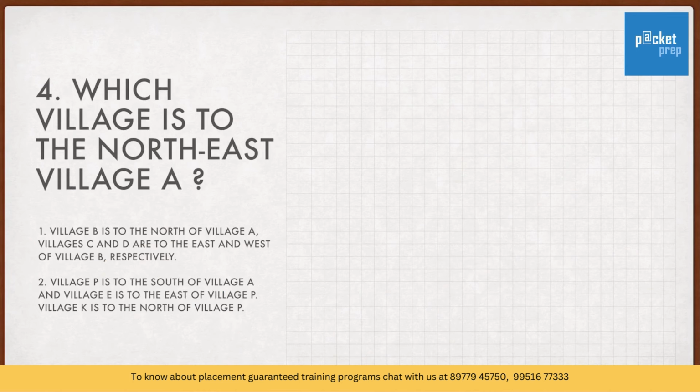And here is the final example. Which village is to the northeast of village A? Here are the two statements given. Village B is to the north of village A. Villages C and D are to the east and west of village B respectively. According to statement 1, he is saying that village B is to the north of village A.